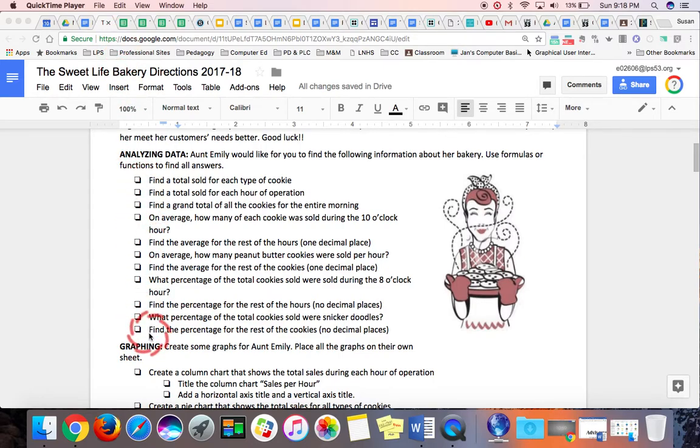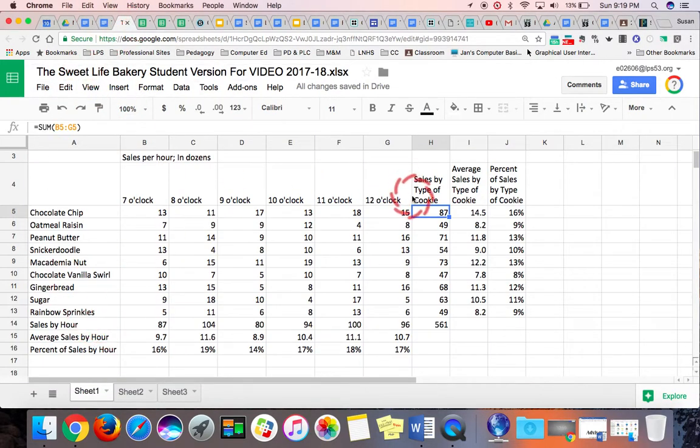I'm going to quickly show you how your spreadsheet should look now, and if you will check yours after each item, that will help us make sure that you're on track. So the first thing you were supposed to do is find a total sold for each type of cookie. That's going to be here in column H, sales by cookie type, and you should have used a function there, =SUM(B5:G5). Okay, then you do it for the rest of the cookies.